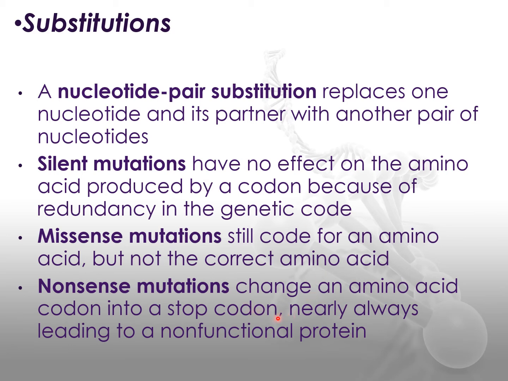A nonsense mutation is where an amino acid is changed, however, it's changed to a stop codon. So remember, during the process of translation, once a stop codon is reached by the ribosome, it stops translation. So it stops making that protein. If that stop codon is too early, then the protein is going to be shortened, and of course, its function is going to be severely affected.